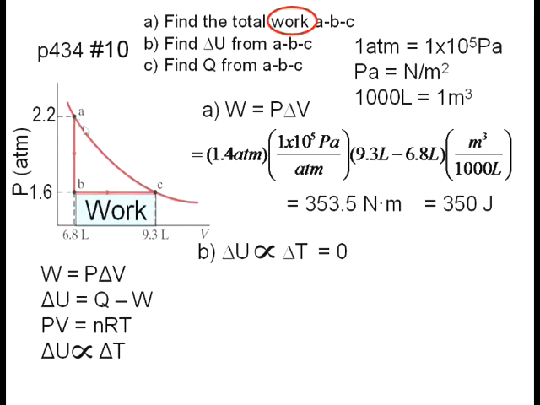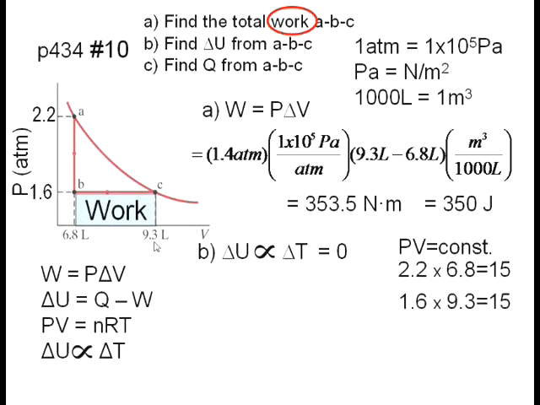So what we have to do is figure out, is this an isothermal graph or is it an adiabatic graph? Our test for that is pressure times volume is a constant. So I'm going to take the pressure times volume at point A, 2.2 times 6.8 comes out to 15. And I'll do the pressure times volume at point C, 1.6 times 9.3, also comes out to 15. Because these match each other, we have PV is constant, and that means this is an isothermal process. So the change in temperature was 0, and that makes the change in internal energy 0.